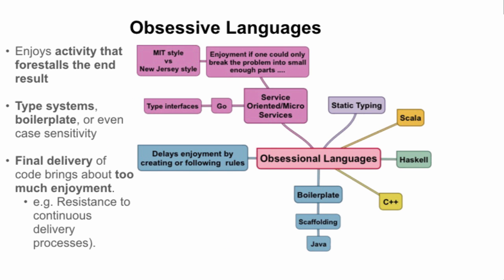Now we're going to get into the obsessive languages. The obsessive enjoys activity that forestalls the end result. Remember, obsessive activity is doing something in order to do nothing, right? So you've got static type systems, boilerplate, or even case sensitivity. Doing some type of thing kind of forestalls the end result.